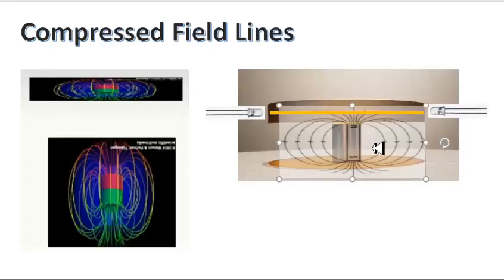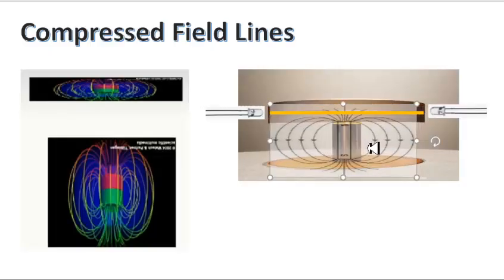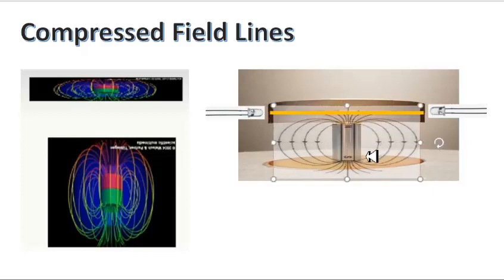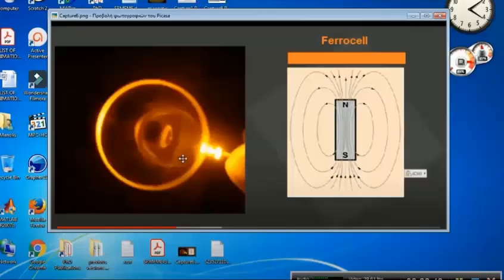And so that seems like a much simpler explanation for what we see in the ferrocell than some complicated idea of compressing the magnetic field, so a 3D magnetic field, into a 2D structure, and then placing that between the two pieces of glass. That doesn't make any sense at all.